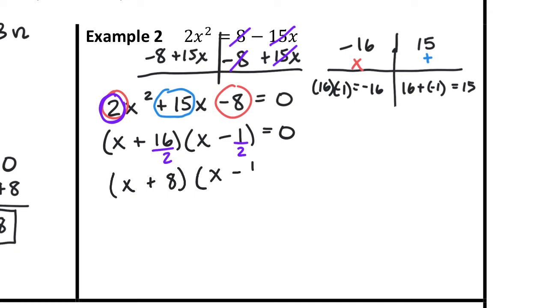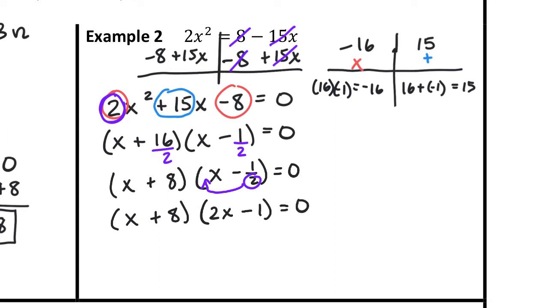We can't simplify 1/2, so it stays as 1/2. But if you remember what we would do, if we have a fraction, then we would move this number to the front of the variable and get 2x minus 1 equals 0. All right, and so we get the situation where we have 2 parts here.